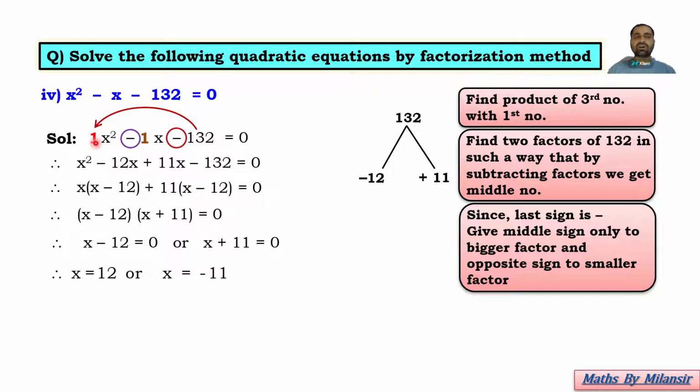Here the coefficient of x square is 1. If the coefficient of x square is 1, then we can write the direct factors. We can write the direct factors.